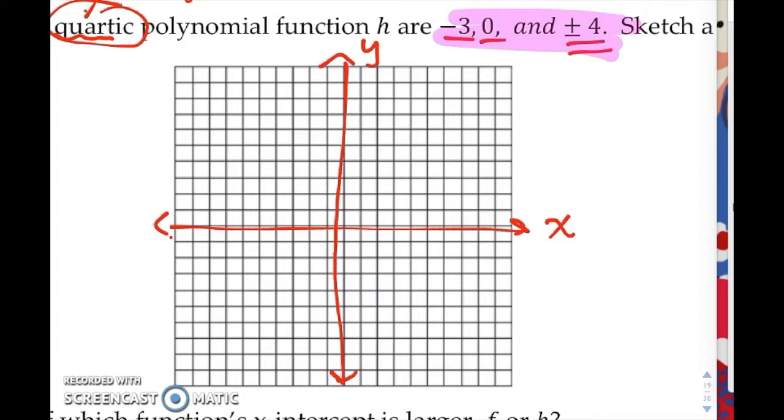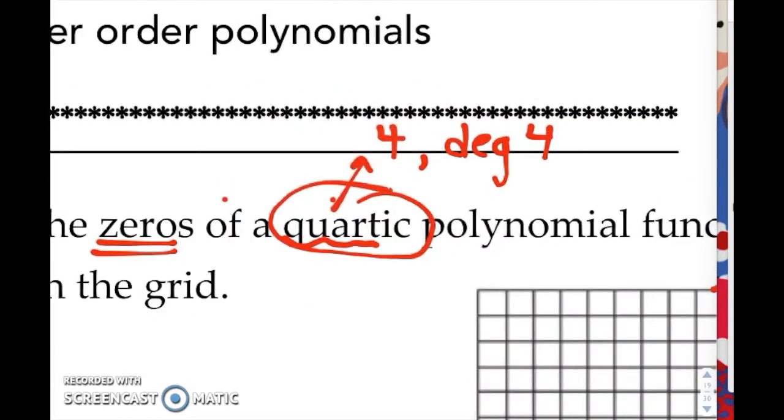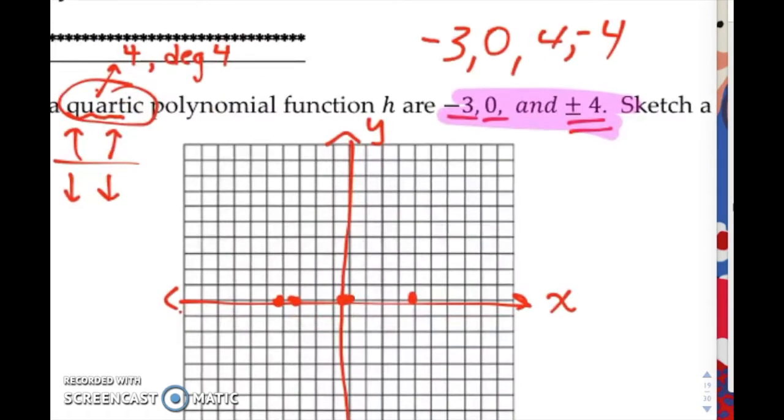I need my zeros to be at these 4 values, so I'm going to mark where those zeros are. -3 would be the first one, 0 would be the second one, -4, and 1, 2, 3, +4. So there's my 4 zeros. It does not tell me whether my end behavior needs to be positive or negative, but since it's an even degree, I know it either needs to be up, up, or down, down. So you have 2 different options.